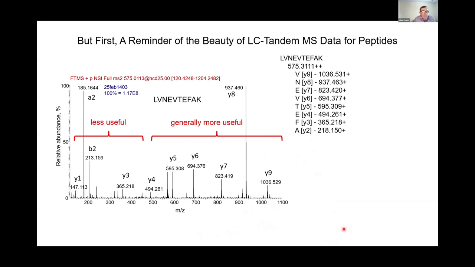And so I like to just step back and remind everybody, and we touched a little on this yesterday, of how pretty mass spectrometry data can be for peptides. And this just happens to be one of our internal standard peptides. It's from horse serum albumin. This is the sequence of it.